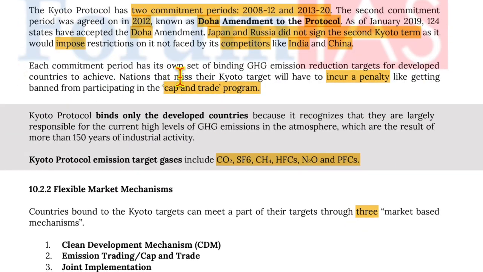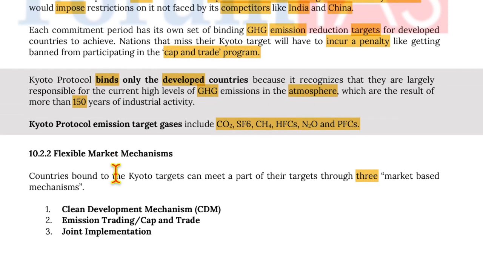Now, each commitment period has its own set of binding greenhouse gas emissions reduction targets for the developed countries to achieve. Nations that miss their Kyoto targets will have to incur a penalty, like getting banned from participating in the cap-and-trade program. Now, the Kyoto Protocol binds only the developed countries because it recognizes that they are largely responsible for current high levels of greenhouse gas emissions in the atmosphere, which are the result of more than 150 years of industrial activity.